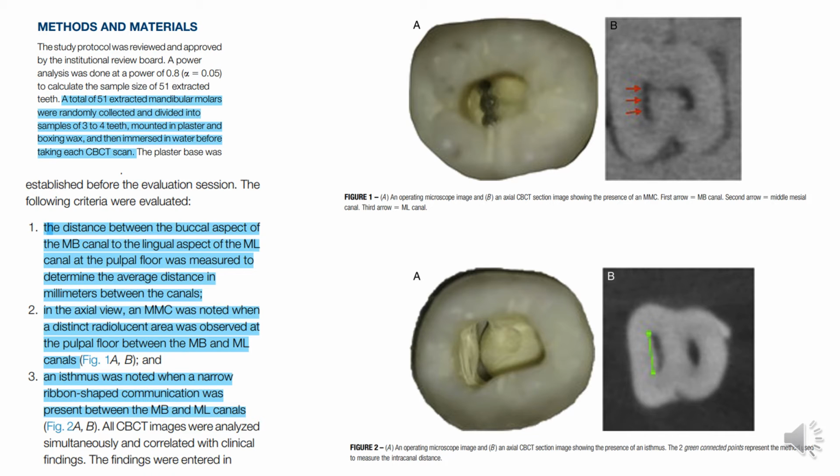Second, in the axial view, as we can see here in figure 1, middle mesial canal was noted when a distinct radiolucent area was observed at the pulpal floor between mesiobuccal and mesiolingual canals. Third, an isthmus was noted when a narrow ribbon-shaped communication was present between mesiobuccal and mesiolingual canals, as we can see in figure 2. All CBCT images were analyzed and correlated with clinical findings.